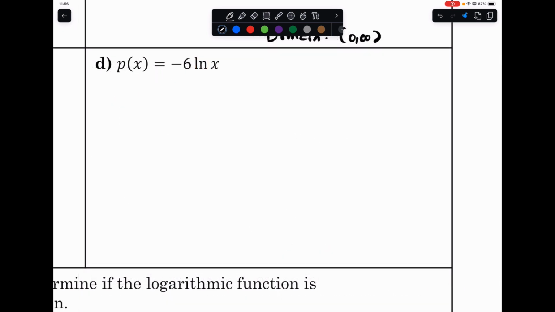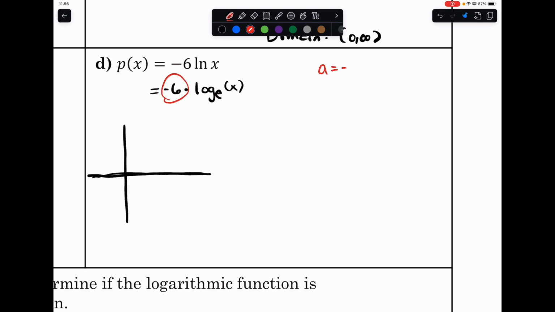Moving on to the next example, here we have p of x is equal to -6 times ln of x. First of all, recall that ln of x is just the natural log, which is just a log where our base is the natural base of e. The key thing in understanding this, in order to identify what the vertical asymptote is, what our y-intercept is, and all the other information, is to focus on just this part first: since the value of a is -6, which is a number less than 0, then the graph is decreasing.